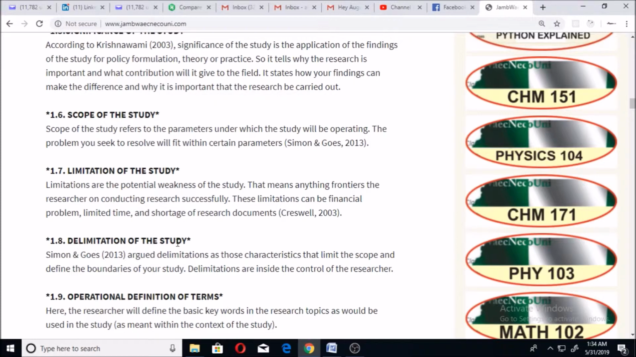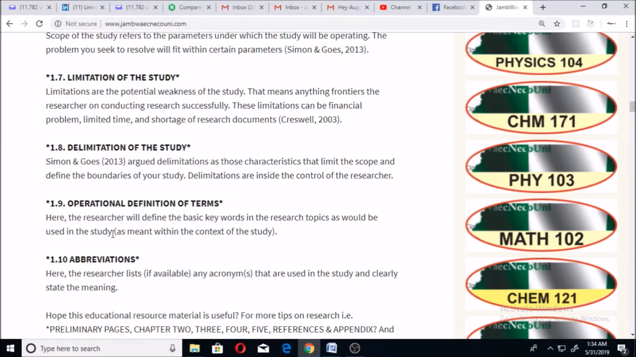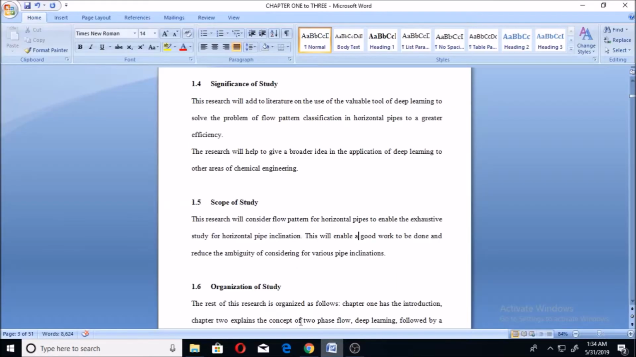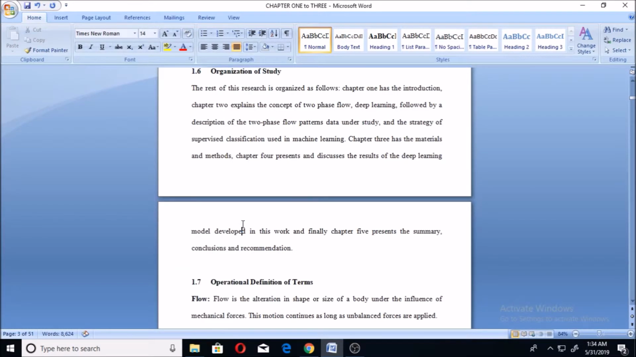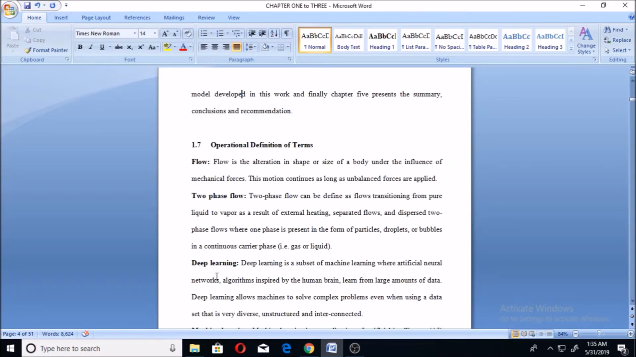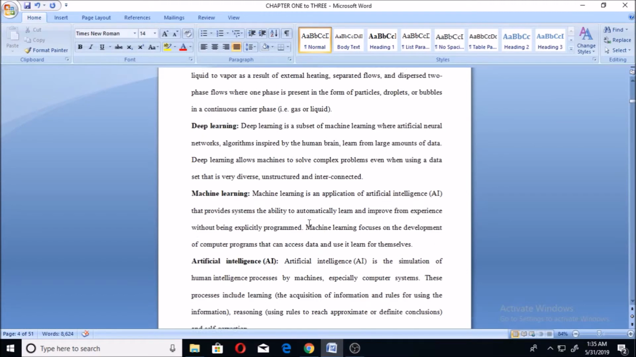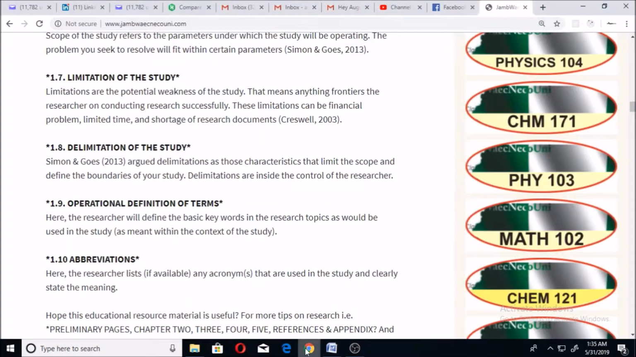The limitations of study are those characteristics that limit the scope and define the boundary of the study. Now you finally have operational definition of terms. Here the researcher will define the basic keywords in the research topic as will be used in the study. Under operational definition, every word that you are going to be using more often and you need people to know the meaning, like flow, two-phase flow, deep learning, machine learning, artificial intelligence, all those words have to come in.